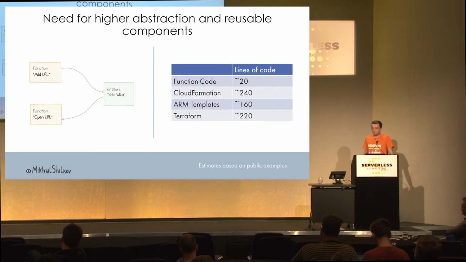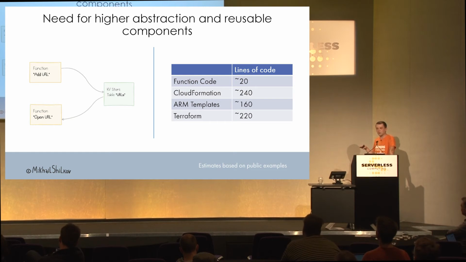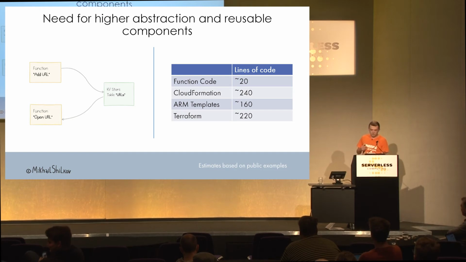For now, I'd like to emphasize one problem here. I found examples for each tool for my URL shortener. And my function code is about 20 lines of code. But for any of those tools, the code that I need to provision my infrastructure is like an order of magnitude more. And this scales more or less linearly. The more functions you have, the more dependencies you have, the larger infrastructure you have.